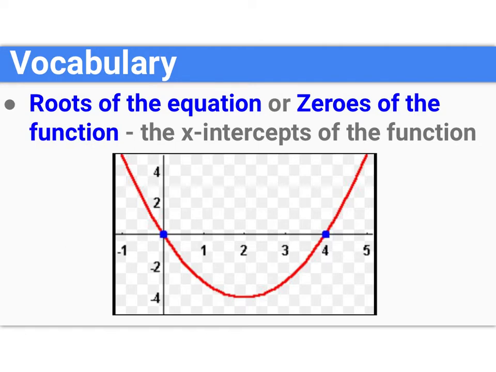So this red curve is a parabola. That's the shape of the graph of a quadratic equation. And what we're looking for are the roots or the zeros. The blue dots here tell us where the parabola crosses the x-axis, or the x-intercepts.